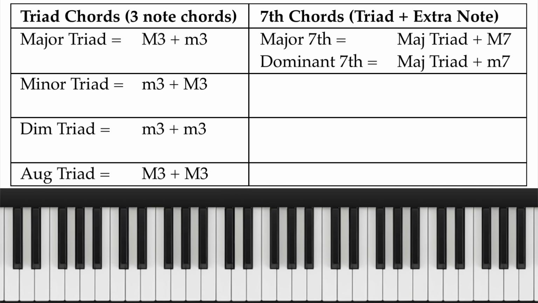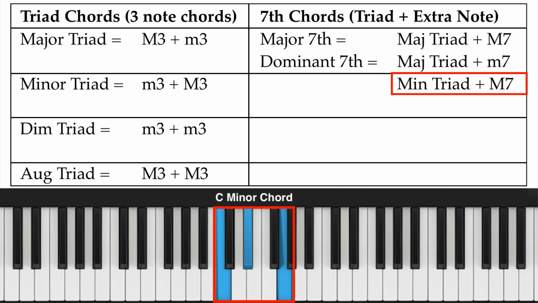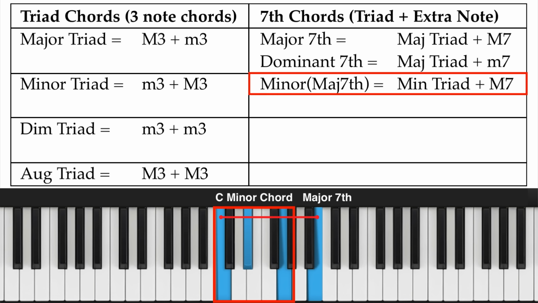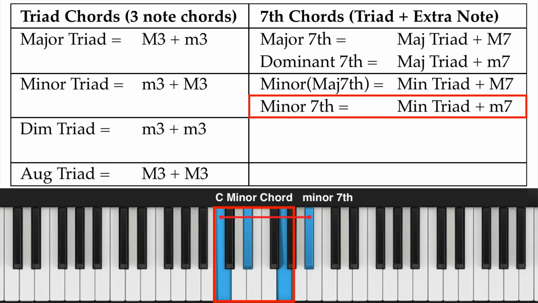We can now do the same with the minor chord. A minor chord with a major seventh interval is called a minor major seventh chord. The name describes it well. It's a minor chord with a major seventh, a minor major seventh chord. A minor chord with a minor seventh interval is called a minor seventh chord. So not a minor minor seventh chord. You can just say a minor seventh chord.